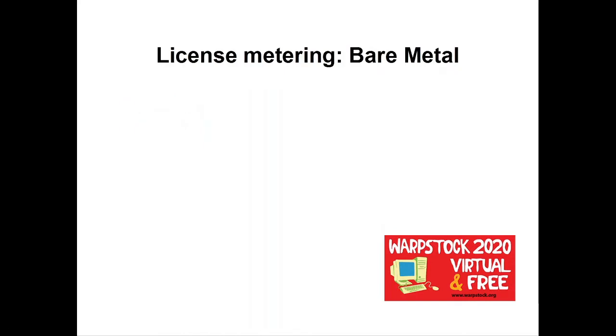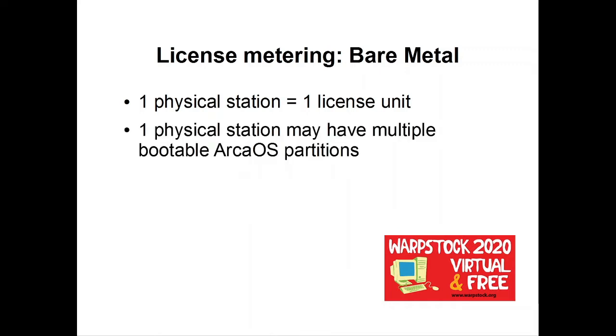Let's start by defining what we mean by license metering for bare metal. That's physical workstations, servers, notebooks, and tablets. To start, one license is legally valid for one physical machine. That machine may have a dozen bootable ArcaOS installations on it, but in actuality, only one may be booted and operating at any given time. So long as this is the case, only a single ArcaOS license is needed for a single machine.